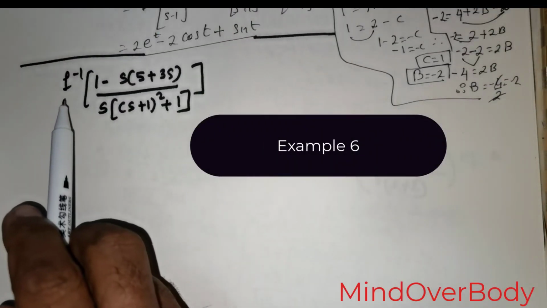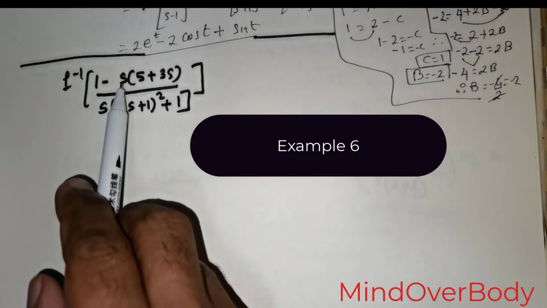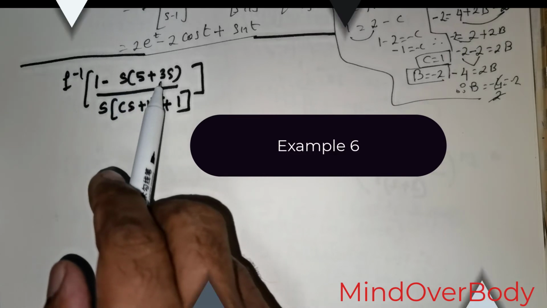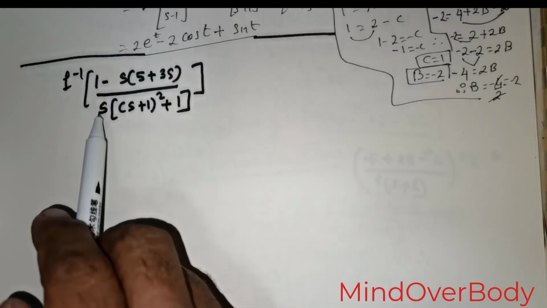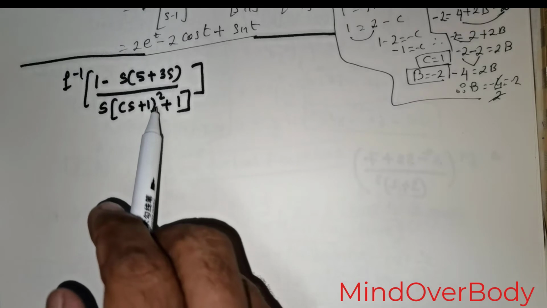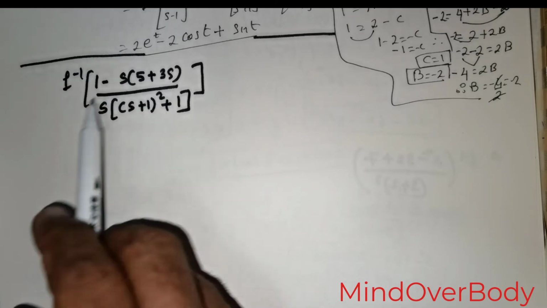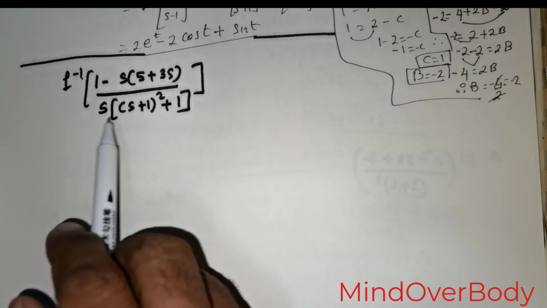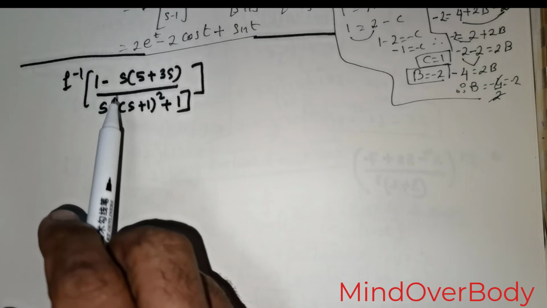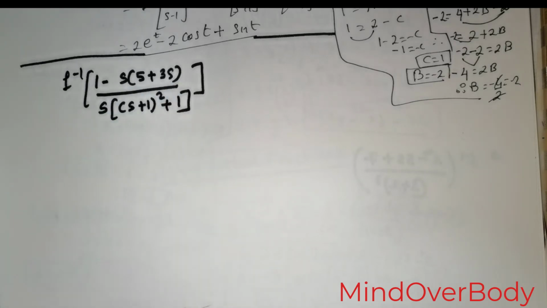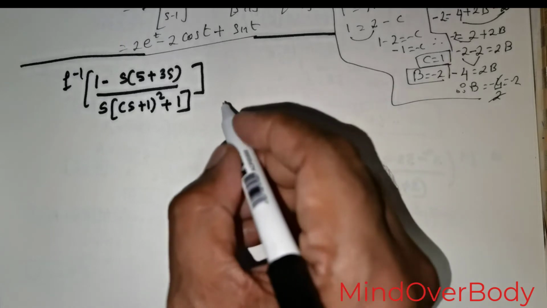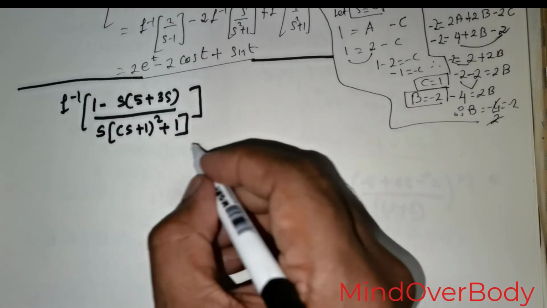Students, we are given this question: find the Laplace inverse of 1 negative S of 5 positive 3S divided by S of S positive 1 raised to the power of 2 positive 1. Now we will be employing partial fractions, and this is the variation that I have just spoken about in the previous question. So let us apply the same variation for this.